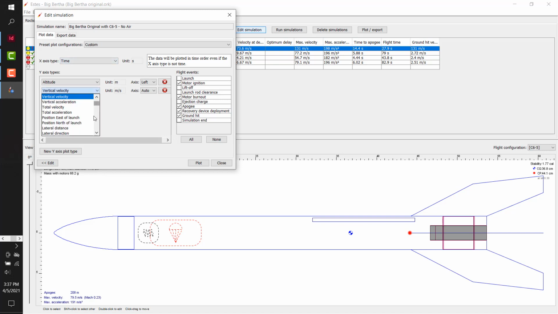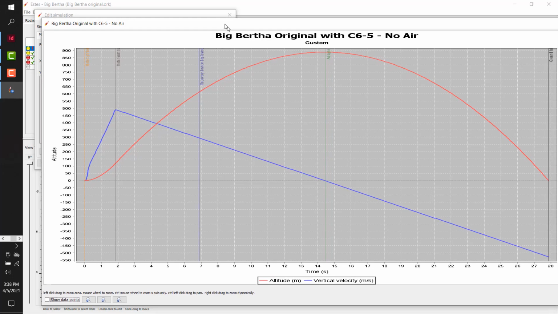And here's all the stuff you can add. Actually, there are not that many scenarios. I usually just stick with vertical velocity, vertical acceleration, and altitude. Also angle of attack will be a scenario where you want to run the angle of attack, and then time on the x-axis. Okay, so let's go ahead and plot that. All right, and there you have it.